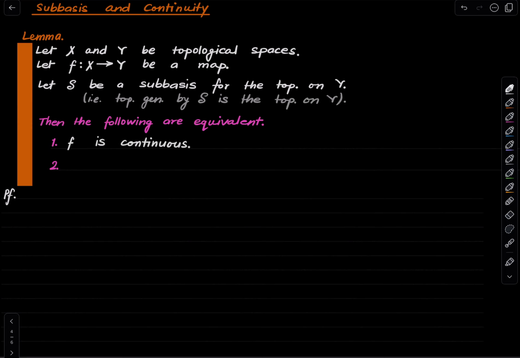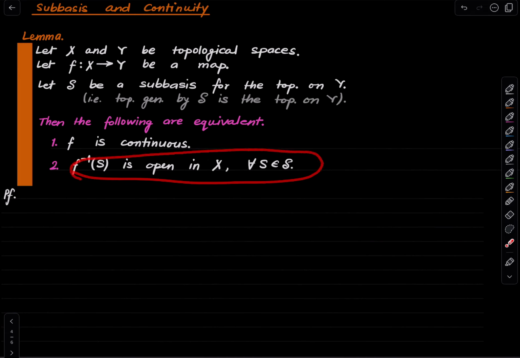And second is that f takes pre-images of the subbasis elements to open sets in the domain. So just like we had a criterion for bases, we have a similar criterion for subbases, and it's equally convenient.